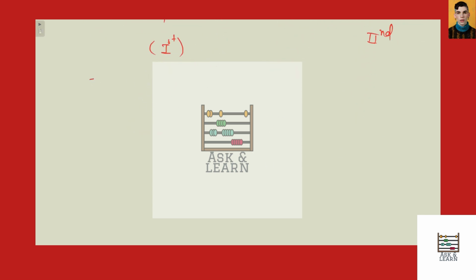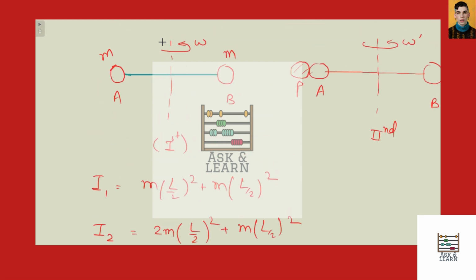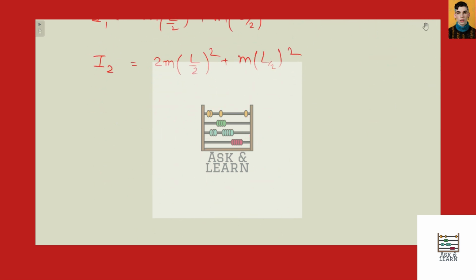So the moment of inertia in the first condition, that is I1, can be written as m into (L by 2) square plus m into (L by 2) square, and in the second condition, I2 is 2m into (L by 2) square plus m into (L by 2) square. As we can see, this is the center of the rod and this distance is L by 2 and this is also L by 2. In this also, this mass is at L by 2 from the center. Now there is no external torque, so angular momentum is conserved.